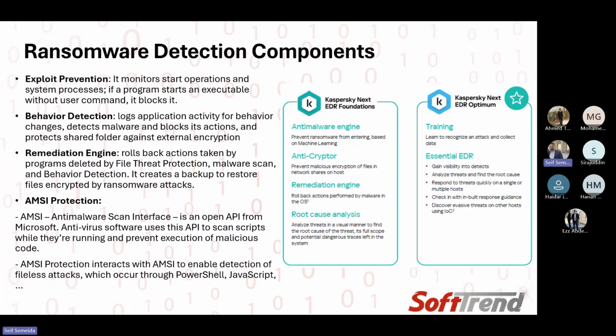Moving on to the ransomware detection components, starting off with the exploit prevention. The exploit prevention basically monitors any start operations and system processes that have started running without the user putting in a command for the file or exe file to run. Let's say you open a PDF file and out of nowhere a service or a process starts running in the background, Kaspersky blocks it right away, scans the file, and alerts you that there is an executable running without your permission.